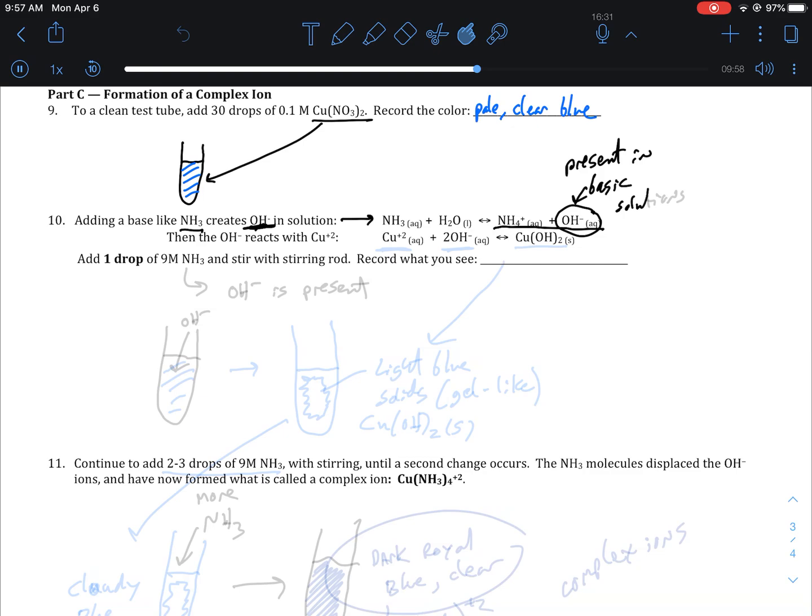So, if we added ammonia, if we have a solution of ammonia, that means OH minus is present. So when we add ammonia, which kind of really means we're adding OH minus to our copper solution, what we get is a solid precipitate, copper hydroxide. It's going to look like a light blue gel.